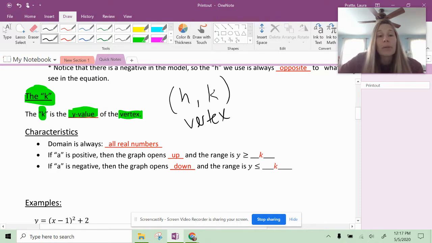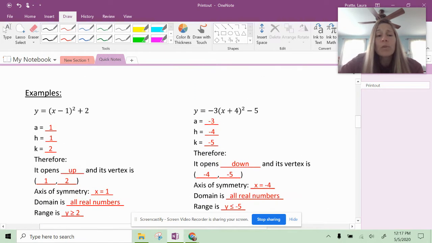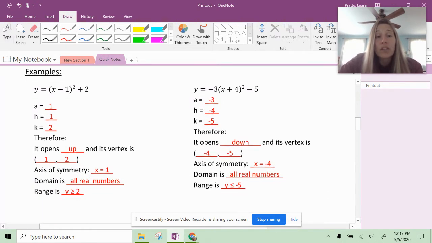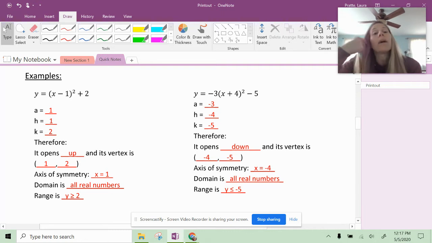So let's take a look at a couple examples. First, we're just going to work on identifying the information. When you guys have your quiz on this, they'll be identifying information like this, and you'll also have to do questions where you look at the graphs and pick it out from there too.